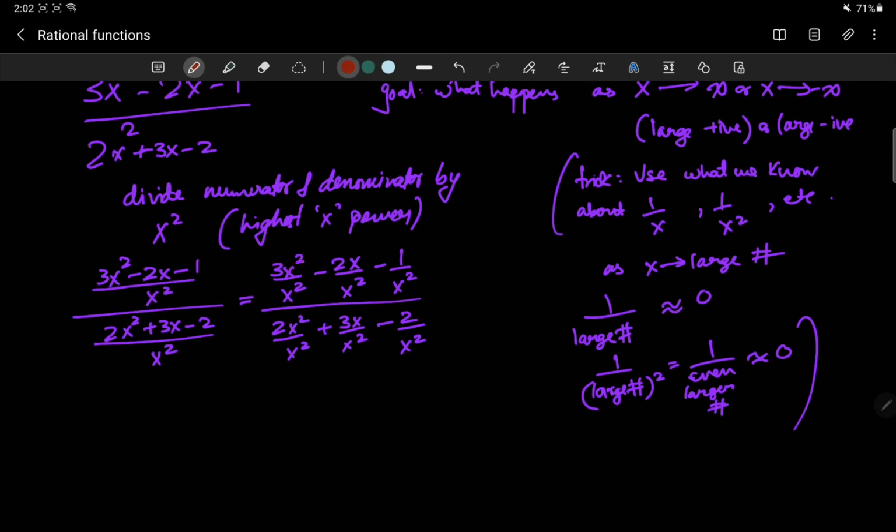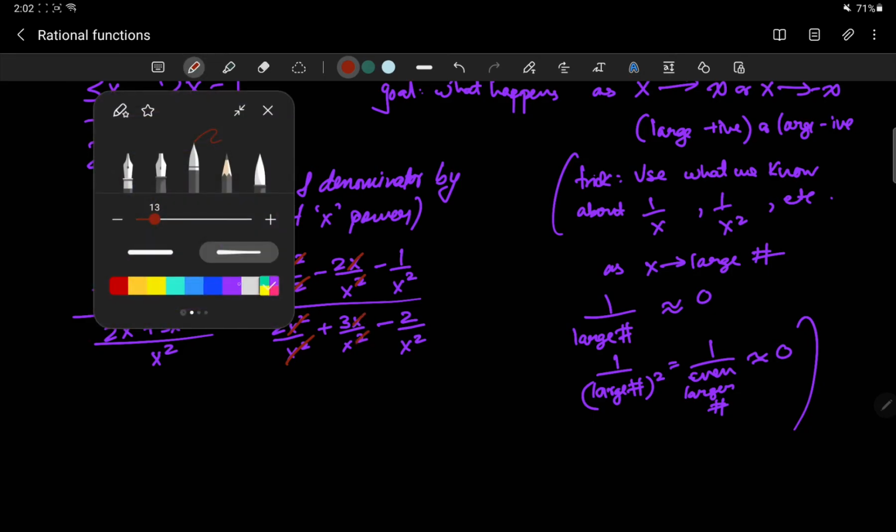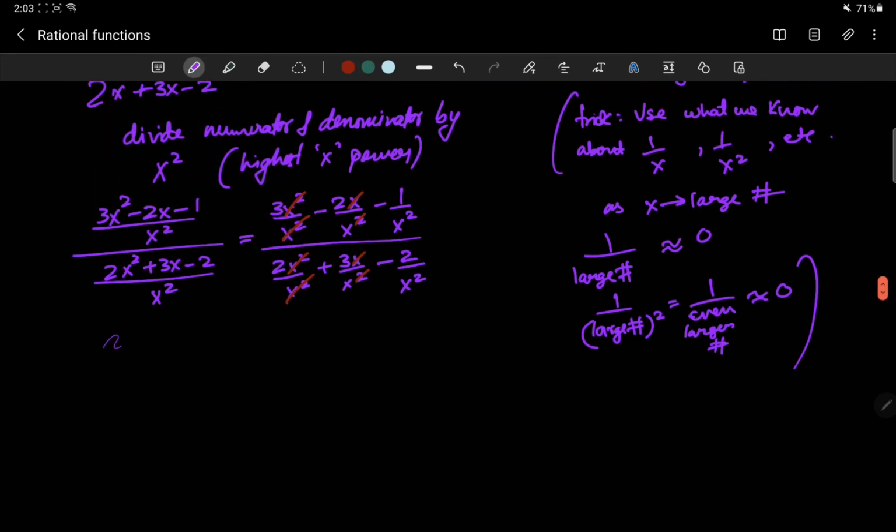Now we cancel what we can: x squared cancels, x squared cancels, 1x cancels the extra x, and 1x cancels the extra x there. What we end up with is 3 minus 2 over x minus 1 over x squared, all divided by 2 plus 3 over x minus 2 over x squared. And now we use this trick.